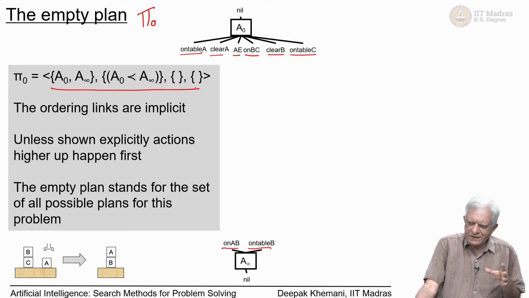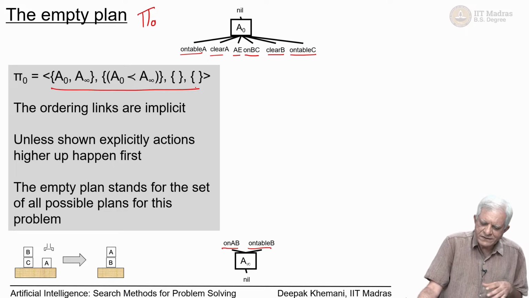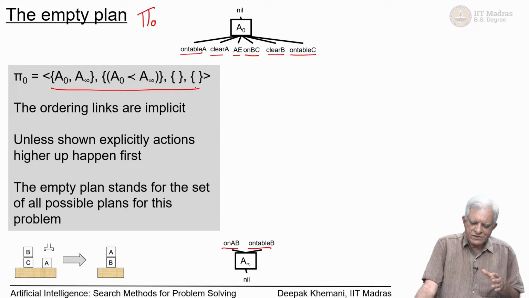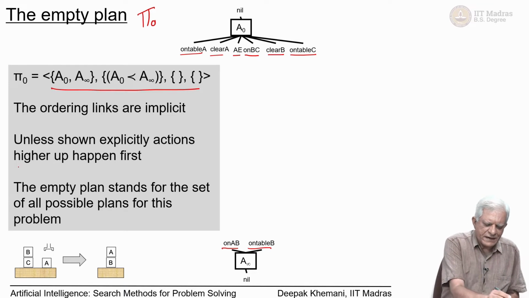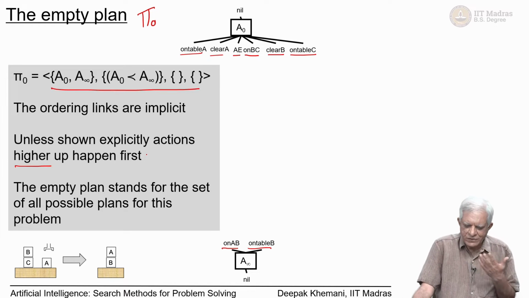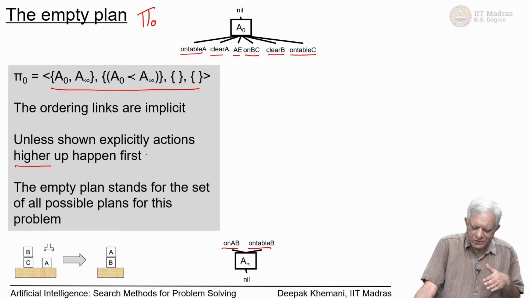The ordering links are implicit, we are not going to draw them unless we start reasoning about them. So, for the moment they are implicit, which means that if an action is drawn above another action, it happens before the other action. So, A 0 happens before A infinity in this case.